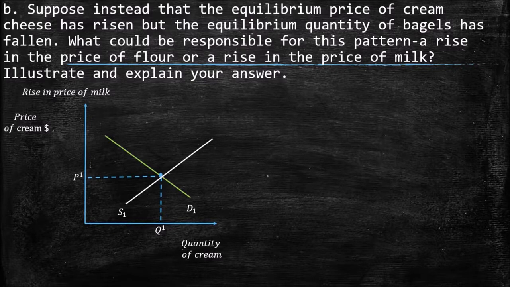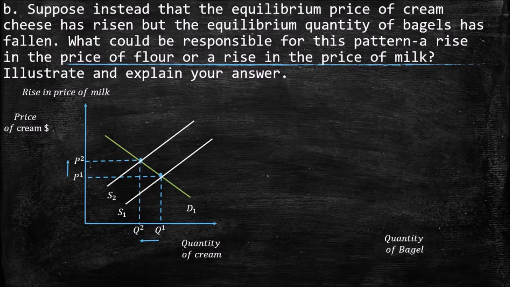So with a rise in the price of an input, the supply is worse. The supply is going to decrease, so the supply decreases with a shift to the left. Here we have the shift to the left, and we see how the equilibrium price of cream cheese has risen.